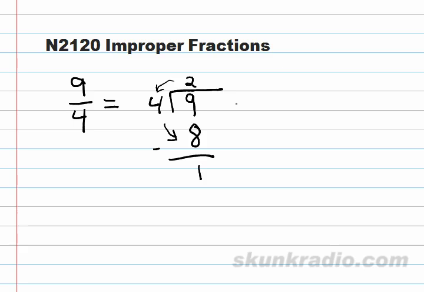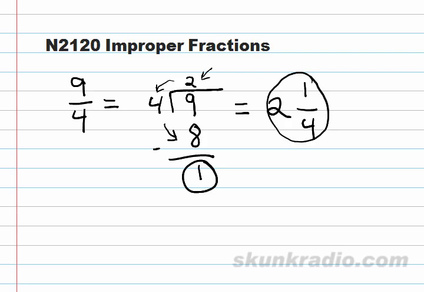So when I ask myself how many times does a 4 go into 9, it goes 2 times. I can see that right here. It goes twice. And then the remainder, 1, goes over the original denominator, 4. So 2 1/4 is what we might say is a simplified form of this 9/4 fraction.